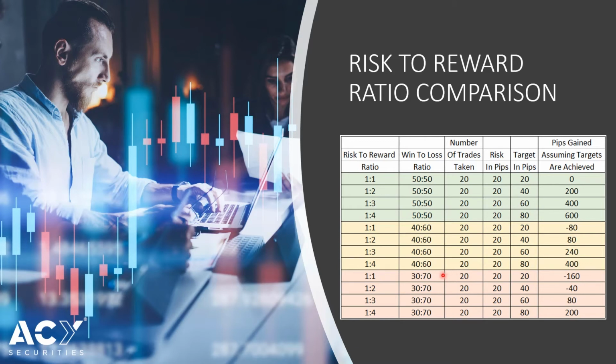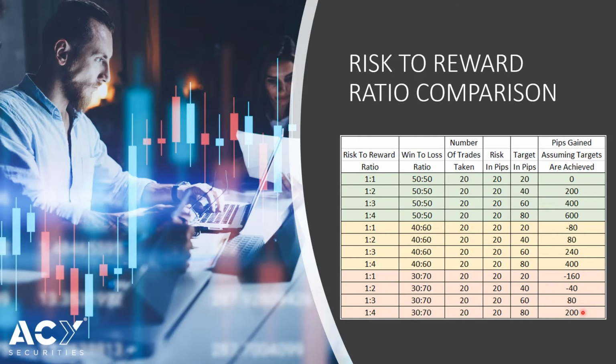If we're looking at the win to loss ratio of 30 to 70, then a risk reward of 1 to 1 you're losing 160 pips. 1 to 2 you're still losing 40 pips. Then as we get into the 1 to 3 and 1 to 4 we become profitable. So 1 to 3 risk to reward ratio you can make 80 pips, and a risk to reward of 1 to 4 you can make 200.